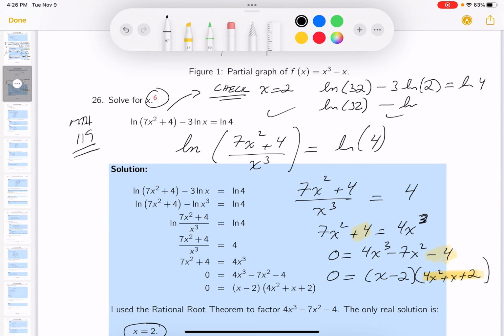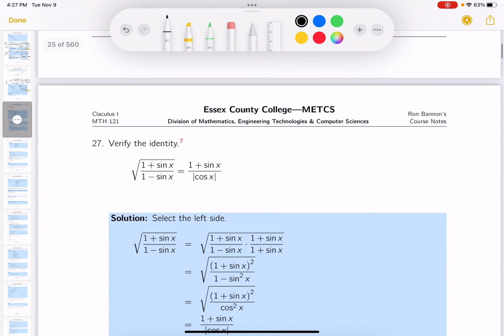And this would be the natural log of 2 cubed, which is 8. And they say it's natural log of 4. Well, things are looking much, much better now. I'll tell you why. I can write this as natural log of 32 divided by 8, and that certainly does equal the natural log of 4. So x equals 2 checks out beautifully. It really does.